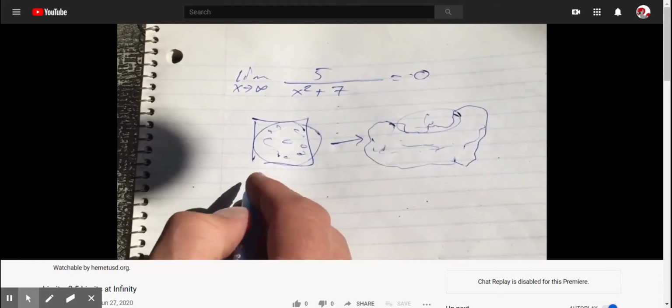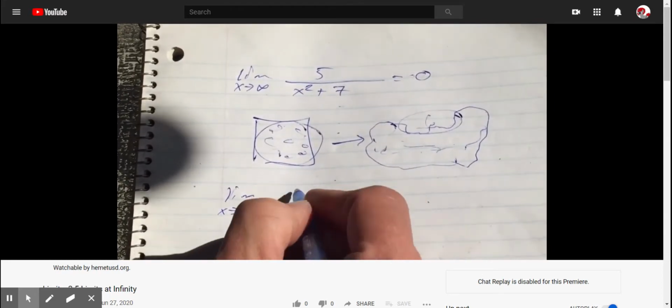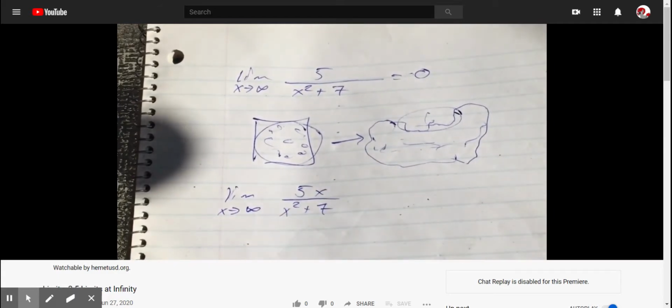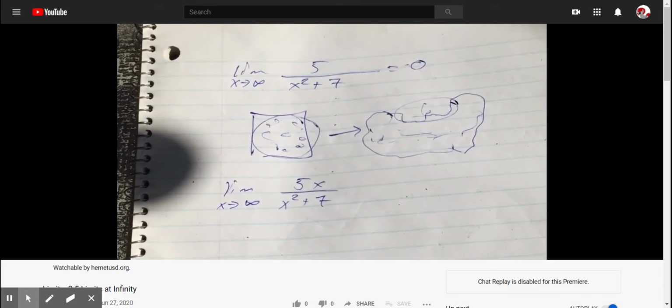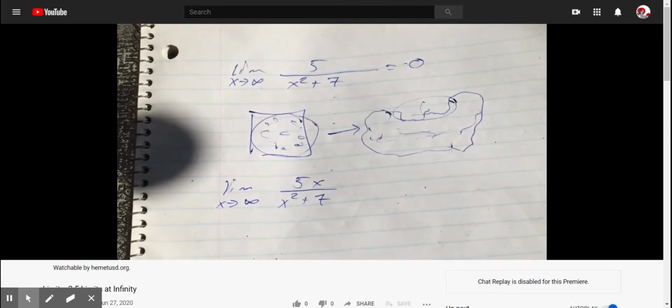So now, that's just 5, but what if instead we did something like, what's the limit as x approaches infinity of 5x divided by x squared plus 7? Let's take a look at this one. It's a little bit different because that top part is also going to infinity. But here's the deal. Imagine somebody who's got a lot of money, Bill Gates, Oprah, whatever, and you wanted to be really supportive and donate money.